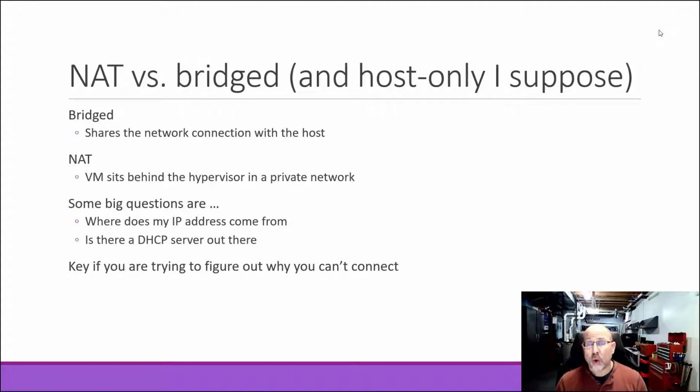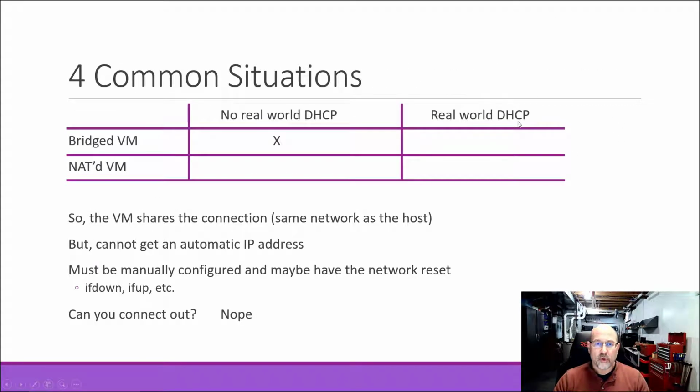So a couple of big questions are, where does my IP address come from for the VM? And is there a DHCP server out there somewhere? We'll see in a minute, sometimes there's two DHCP servers. These are key ideas if we're trying to figure out why you can't connect, or whether or not you're going to be able to, and what you'll have to do to fix things. So let's take a couple of situations. I've got 4 situations outlined here that are fairly common.